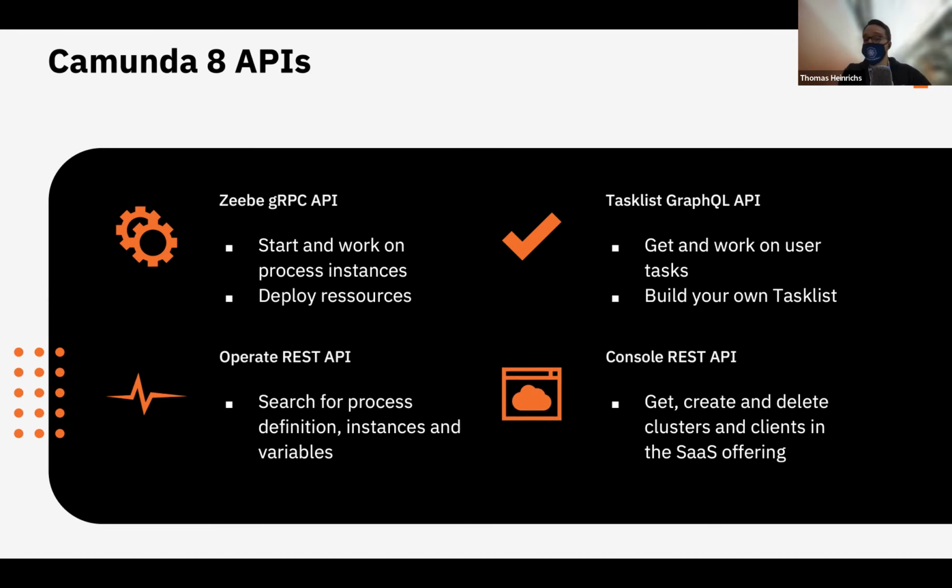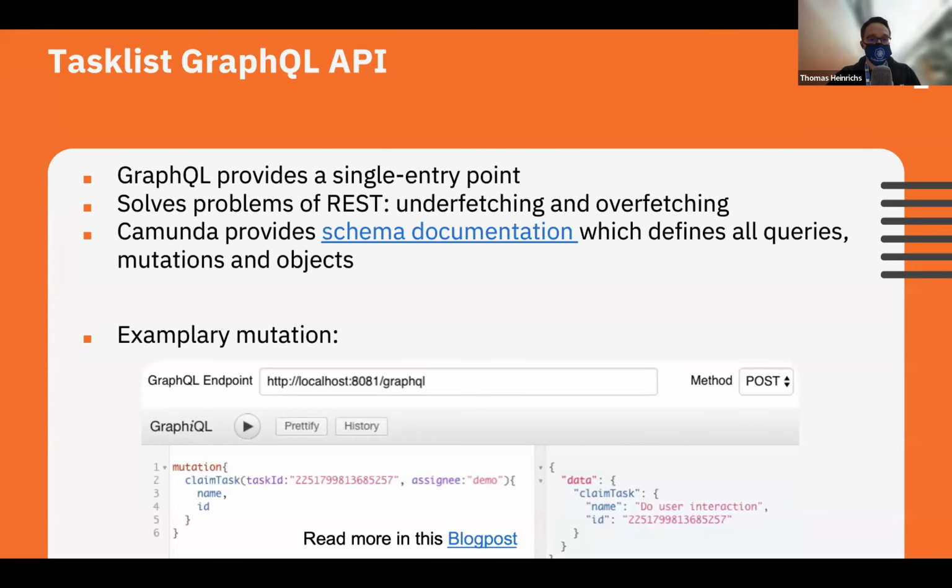Operate does provide a history API, which is good in order to fetch historic information like variables, and so on. And of course, the console, if you want to provision, delete, or get clusters, also has its own API. Here are some examples of how a mutation looks in GraphQL. I thought this would be beneficial to see.